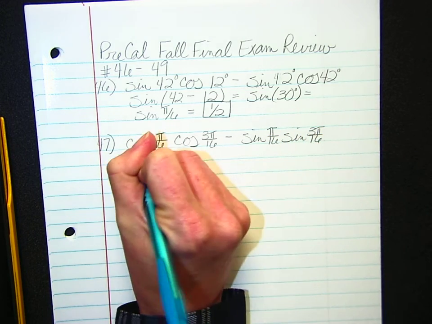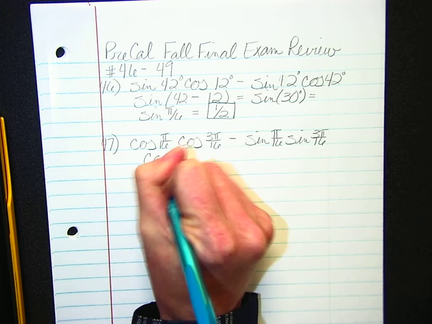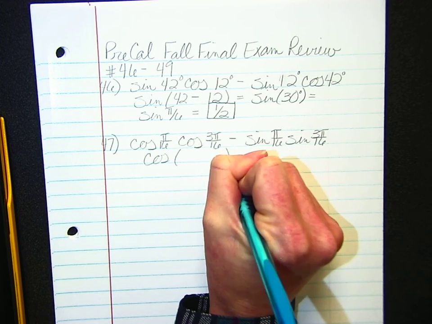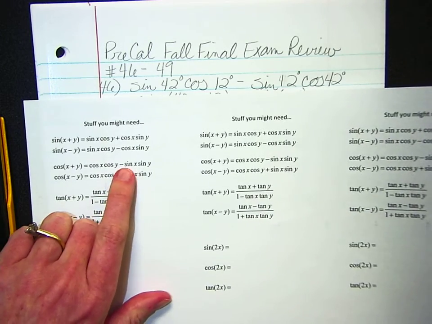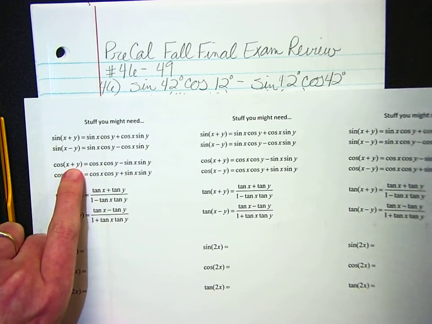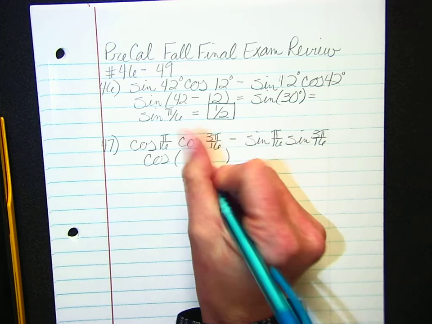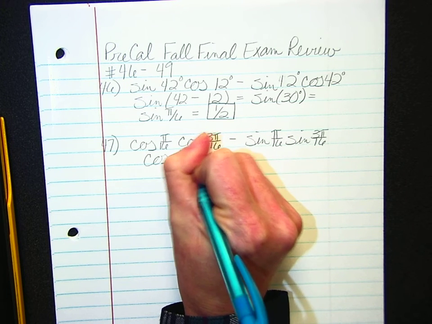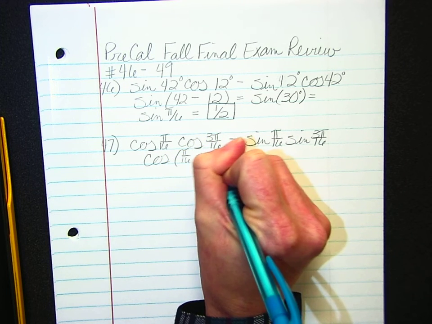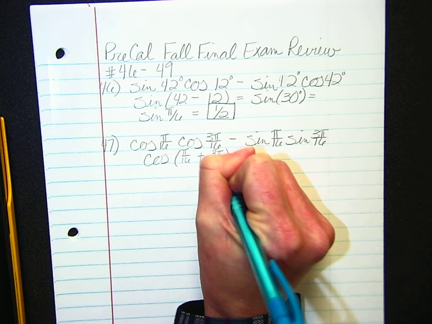Okay, so since this one starts off cosine, I know I'm working with a cosine formula. I next need to decide if I'm working sum or difference. So with cosine, when we have a minus over here, we have a plus over here. So this was a sum formula to start off with. And I'm going to put in pi over 16 and 3 pi over 16. Those are my two angles.